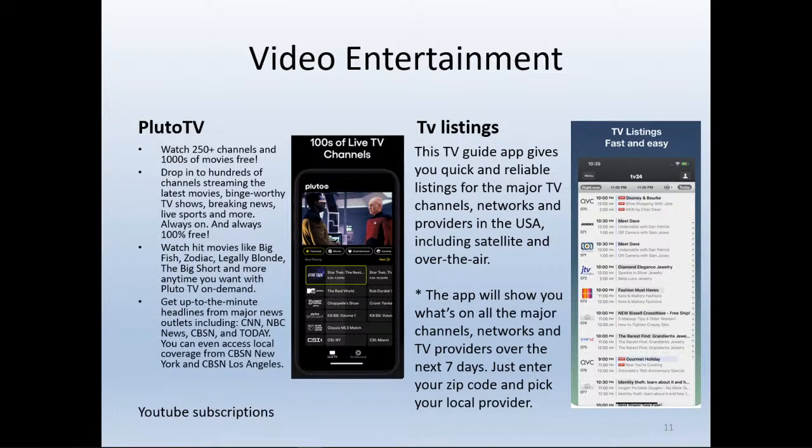Just enter your zip code and pick your local provider, which if you're a cord cutter, you choose the over-the-air OTA, okay? So if you have your antenna, this will show you what's on there, and you don't have to wonder. This is kind of like an interactive TV guide. You can also go to tvguide.com and get this information, but apps like this is the one I use constantly, and you can set it up to remind you of a show or TV program that's going to come on. So great thing to have.